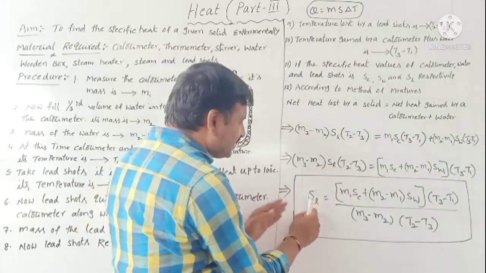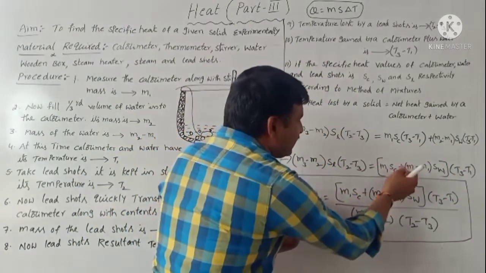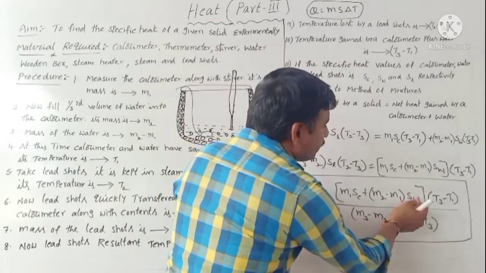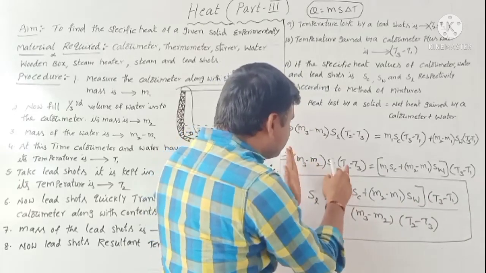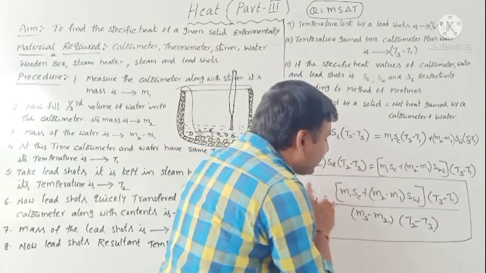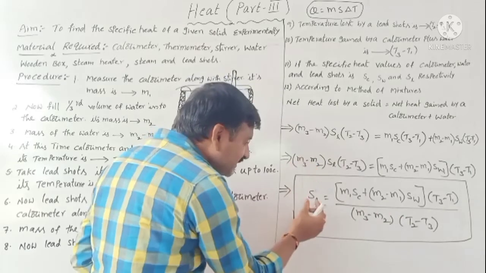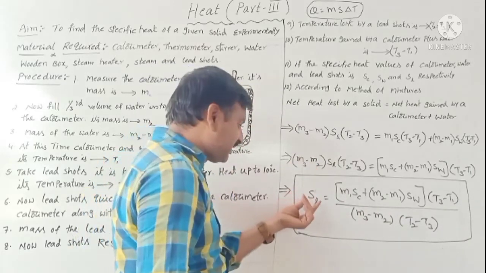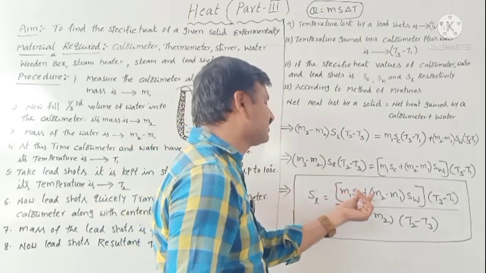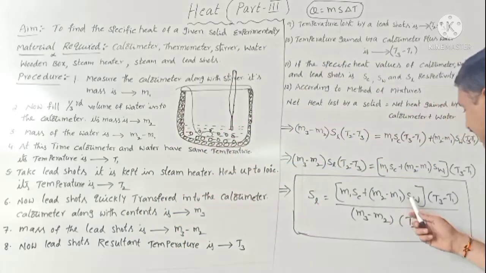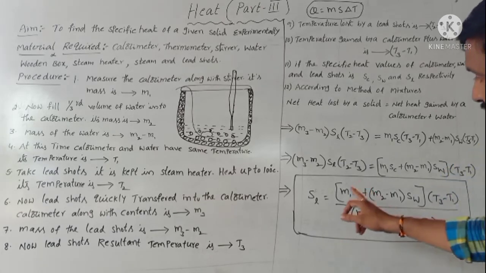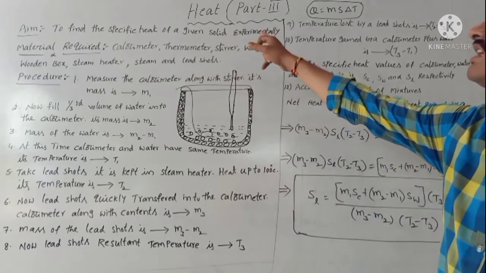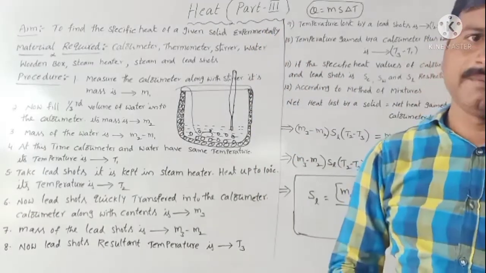Then SL is equal to M1 SC plus M2 minus M1 SW, into T3 minus T1, divided by M3 minus M2 into T2 minus T3, taking this to the other side. So the specific heat of a given solid experimentally is SL equals M1 SC plus M2 minus M1 SW into T3 minus T1, divided by M3 minus M2 into T2 minus T3. By using this formula we find the specific heat of a given solid experimentally.